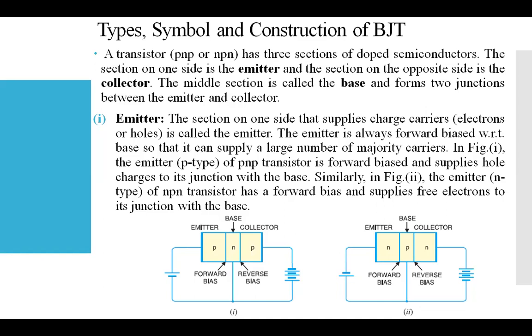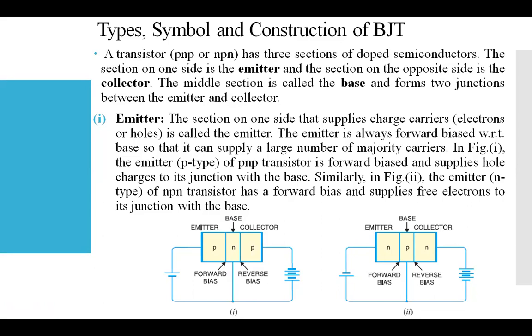This emitter is always forward biased with respect to the base. That you have to remember. If you consider the base as the common reference between the emitter and the collector, then the emitter section with respect to the base is always in the forward bias condition. So it can supply a large number of majority carriers in this case.